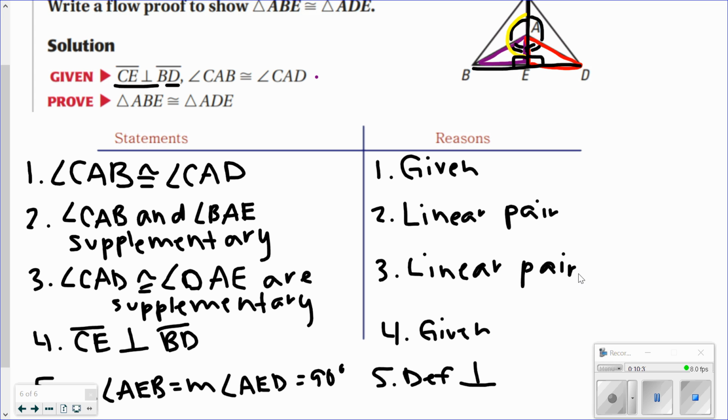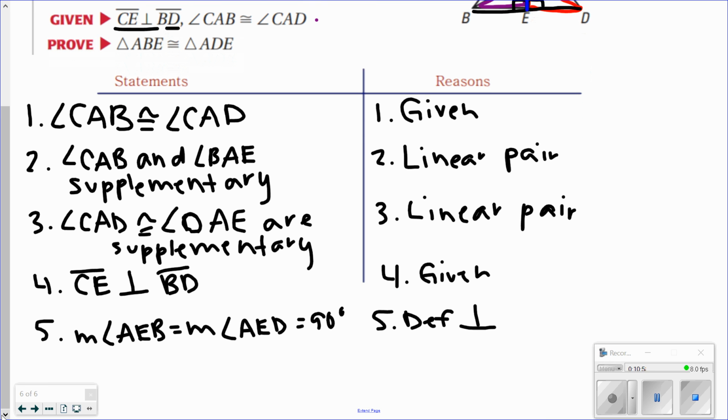All right, and lastly, looking at these two triangles, I notice that they share a side. They are touching each other. So which side do they share? They share side AE, and I'm going to try to highlight this for you. As you see, they both have the side AE. So let's write that in my proof. I see that AE is congruent to AE. What property is that? It's the reflexive property.